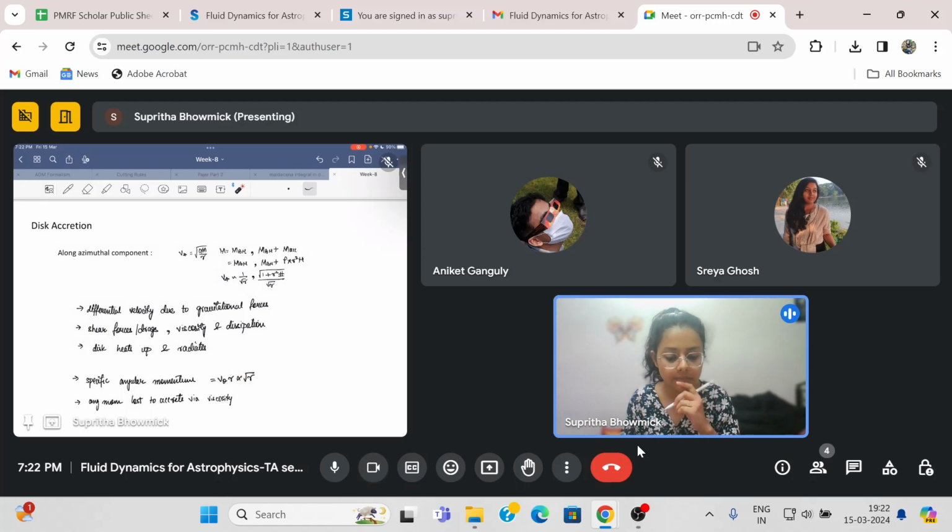So what does this mean? This means that you also have to lose angular momentum to move closer to get accreted. And the point is that viscosity will help in this. So in some way, viscosity is essential for accretion, or it enables accretion. We'll also look at another argument of why we say that viscosity enables accretion.